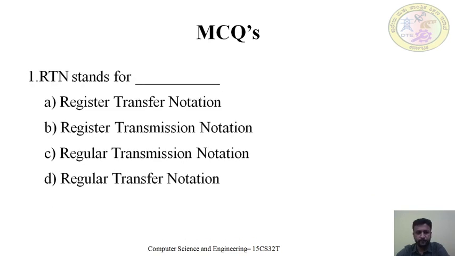Question number 1. RTN stands for? Option A, register transfer notation. Option B, register transmission notation. Option C, regular transmission notation. Option D, regular transfer notation.